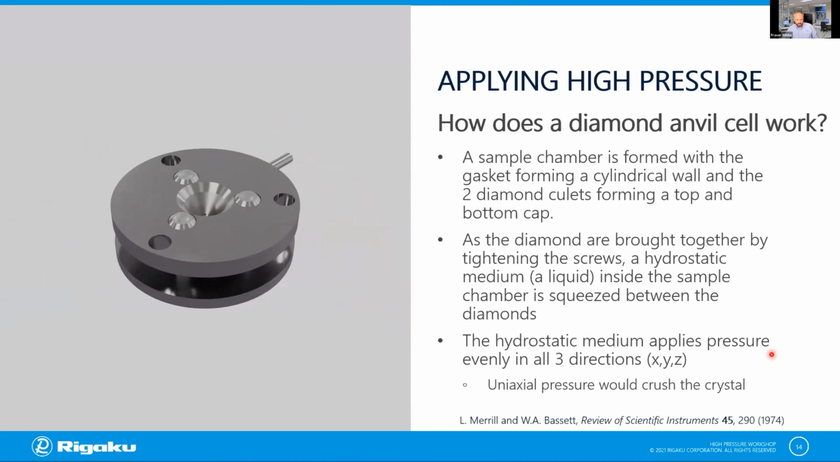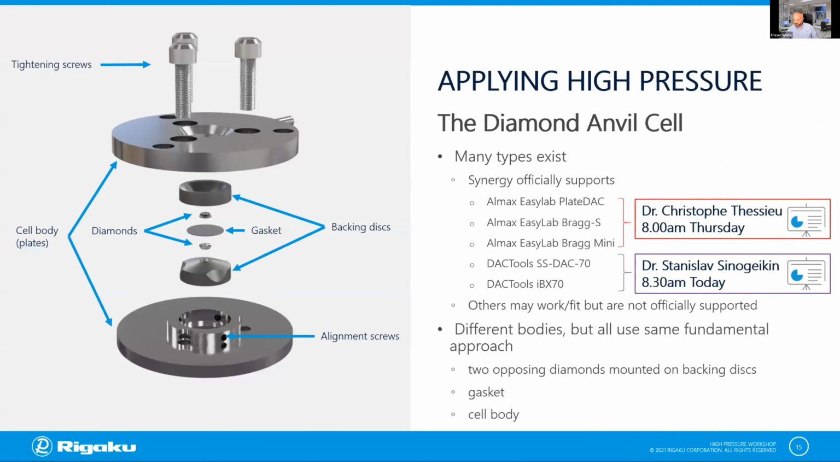Most of the cells that we use today are variations on the Merrill Bassett design, which was, I hope I got this link right, I think the first reference to this type of cell in the literature. And there are lots of different types of cell. So I'm just going to flip on to the next slide and check on my time. Okay. So this is what they look like.